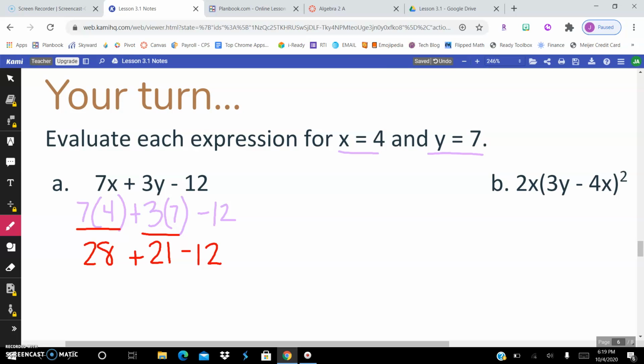And after multiplication and division would be adding and subtracting, and again from left to right. So we are going to add the 28 and the 21 together to get 49. And then we have to take 12 away from that. And when I take 12 away from 49, I am left with 37.